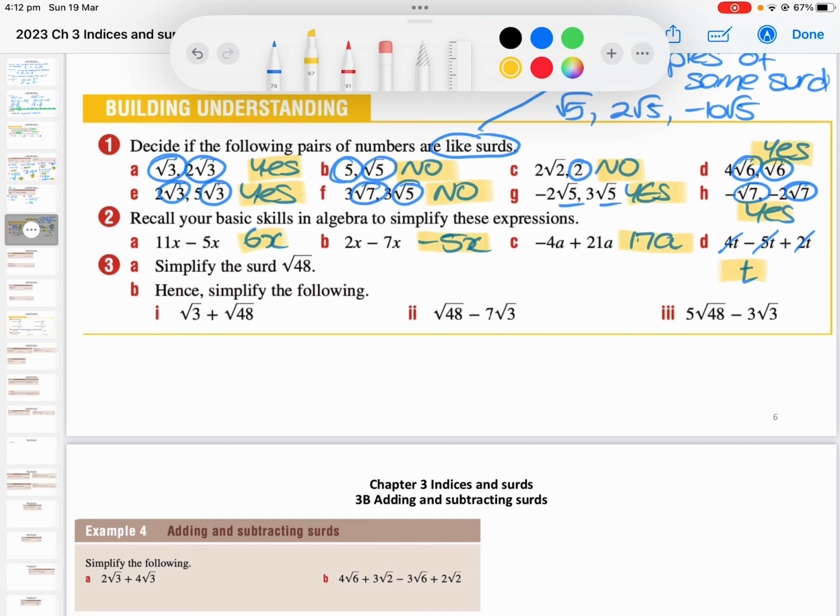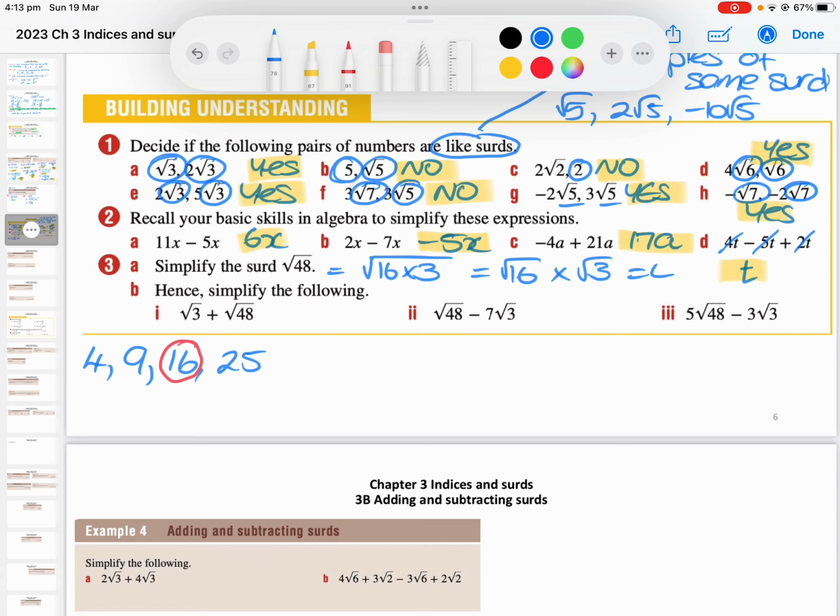Hopefully there's nothing too stressful yet. Simplify the surds, square root 48. So that's like we did in 3A. So you have to think of one of the perfect squares that goes into 48. So I'm thinking it's going to be 16 times 3. And that's the same as square root 16 times square root 3. Square root of 16 is 4 root 3. So hopefully you've remembered how to do those.